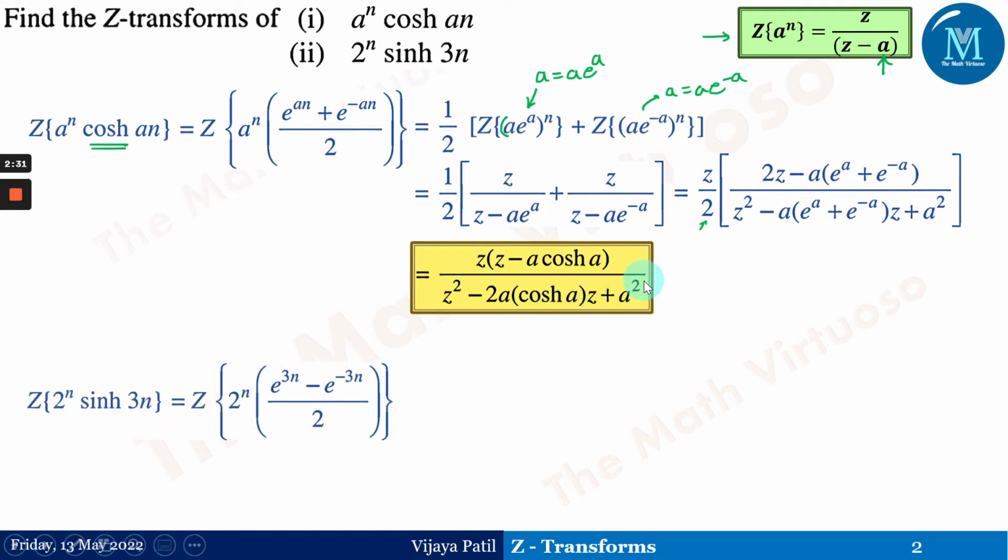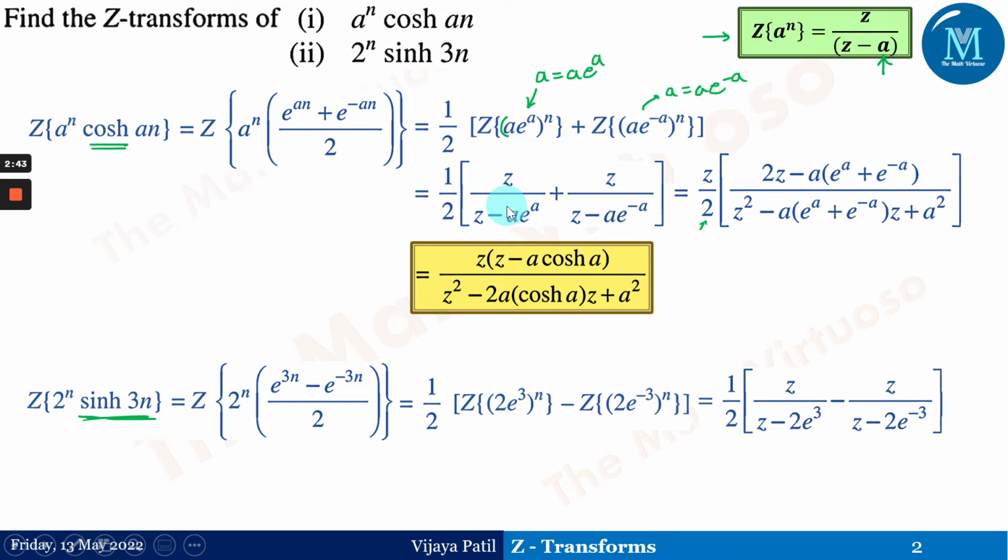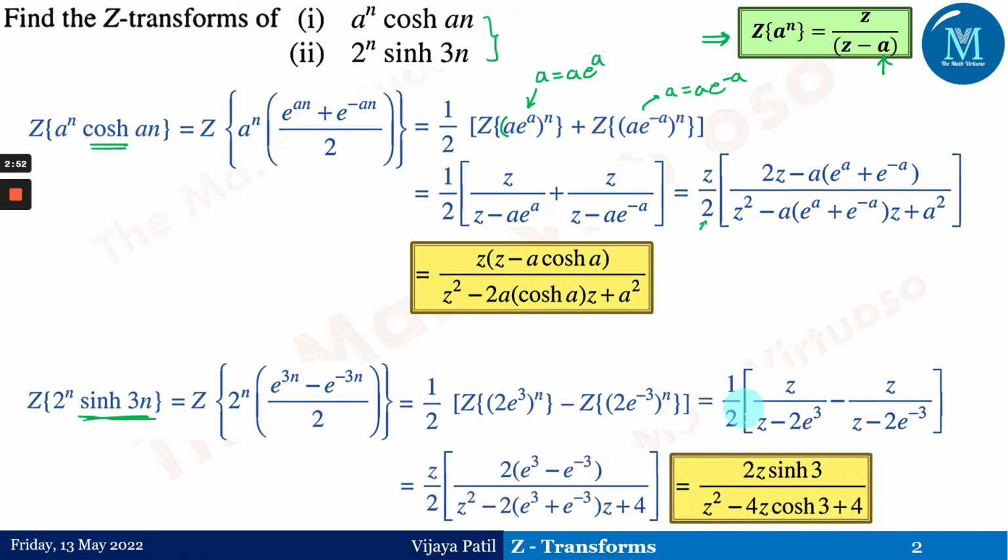Now moving ahead with 2 to the power n sin hyperbolic 3n, it is again the same: if you put the formula for sin hyperbolic 3n, it is nothing but this, moving the same way as we did in the previous case. The same formula we are going to use here. That's the reason I have combined these two questions, because the methodology is almost the same. Moving ahead, we will get 2z sin hyperbolic 3 upon z square minus 4z cos hyperbolic 3 plus 4. Pause the video after this and try to get this answer on your own.